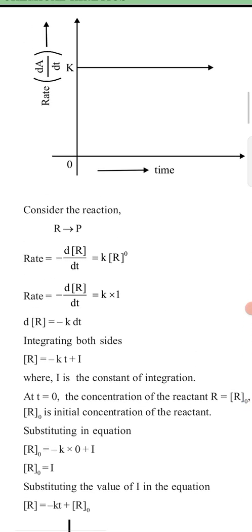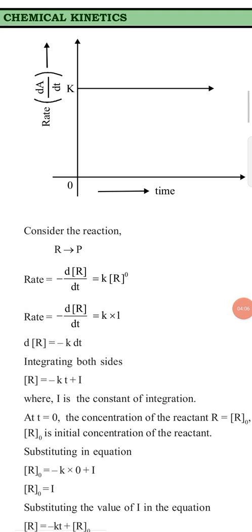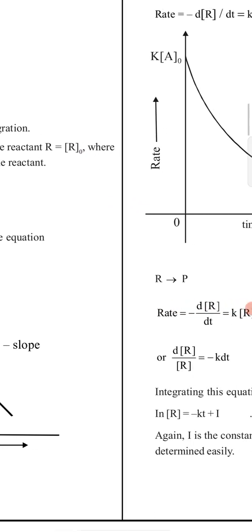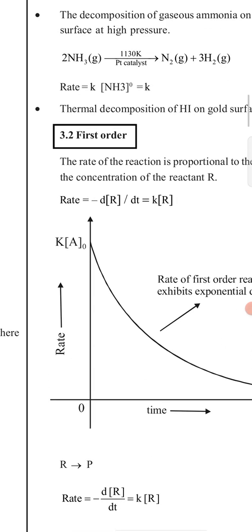And this is the graph for the rate of the reaction with time. The rate of the reaction does not depend on the concentration of the reactant, because R to the power 0 means 1, and the rate of the reaction means minus d[R] by dt. So if we plot rate of the reaction versus time, it does not depend on the concentration of the reactant. That is why we get a parallel line, this type of graph. I think all of you can understand this point. So this is the rate law of the zero order reaction.